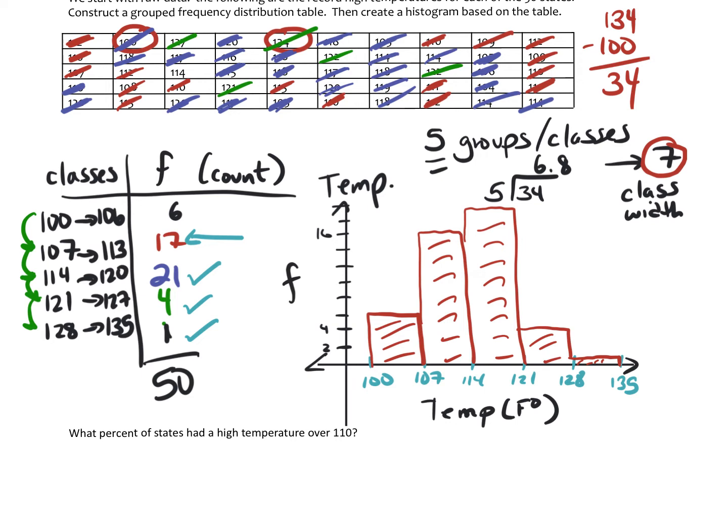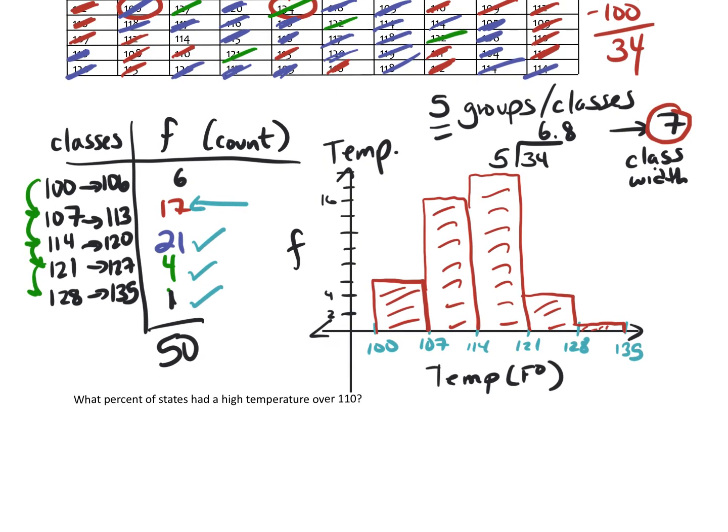So how many do I really know? I really don't. I could go back and look at the data, but if you're just given a histogram, this is one problem with it. It does group things together, so you don't actually know all the individual data. So what I could say is it's at least, well, I know 21, 4, and 1 is going to be 26 out of 50, which is about 56%, I believe.